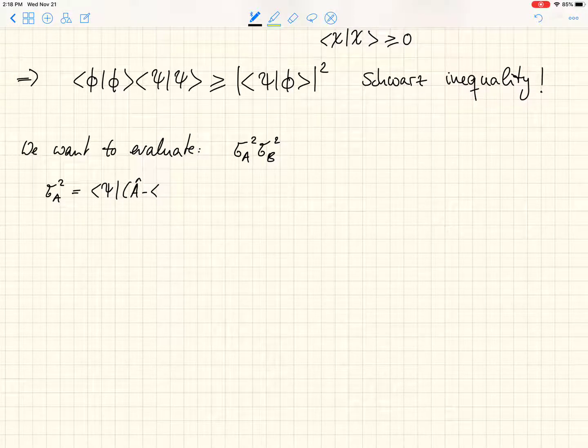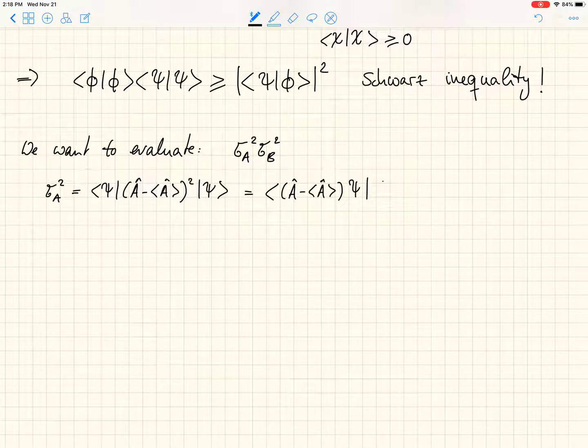the expectation value of (A minus ⟨A⟩) squared in psi. And note that A is a physical observable, so it's Hermitian. So I can also write this as the inner product of (A minus ⟨A⟩) psi with (A minus ⟨A⟩) psi. And now I'm introducing notation to just make the following calculation a bit more compact.